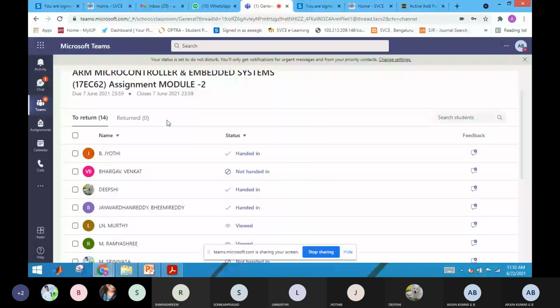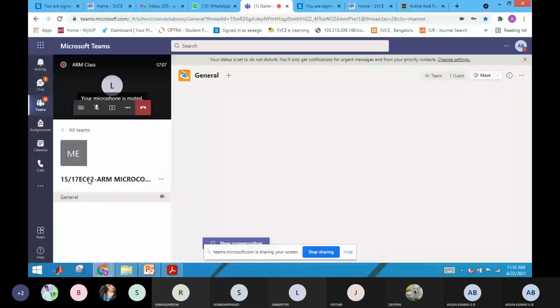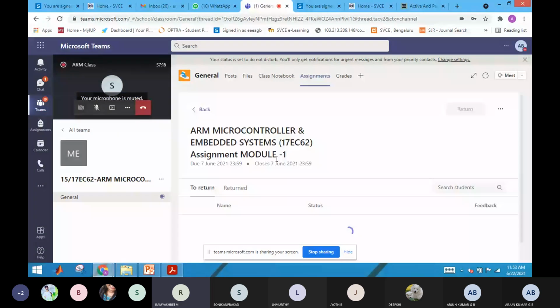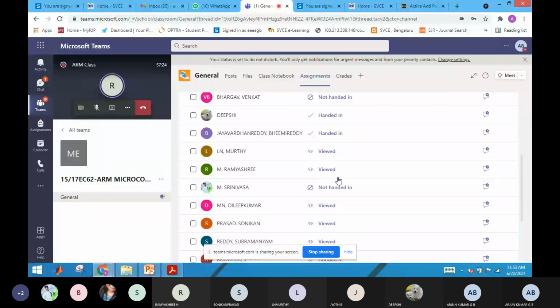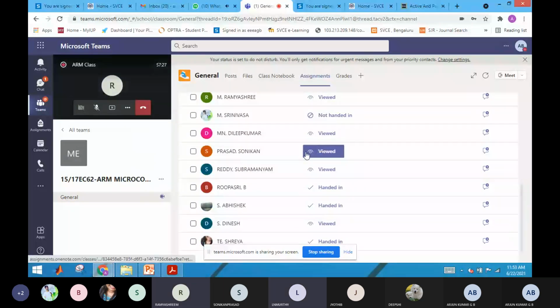It will be there now. Again, similarly, in the first assignment also, I'll show that one. Just check it. Sir, I have submitted the assignment, but it is not there now. I'm showing now. I'll submit it before 4 o'clock, sir. Again, first assignment: Murthy not submitted, Ramesh not submitted, Dilip Kumar not submitted. Sir, I have submitted, sir. It is only viewed. You have not submitted.